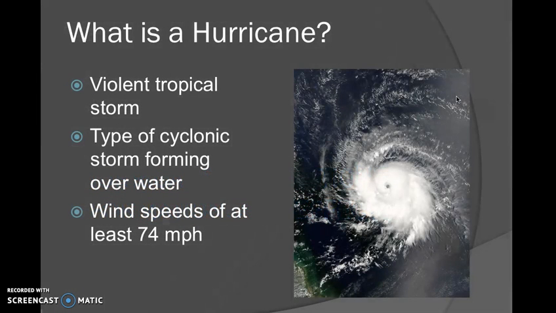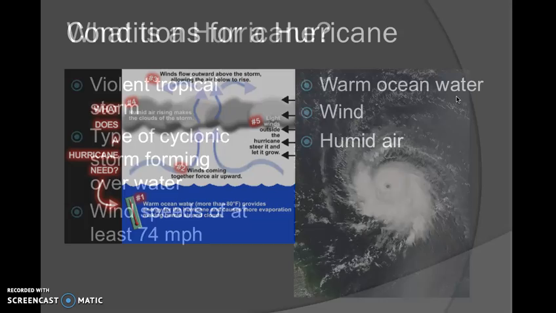So what is a hurricane? A hurricane is a violent tropical storm. More specifically, it's a cyclonic storm, which just means that it spins around in a spiraling motion, forming over water, and it has to have wind speeds of at least 74 miles per hour to be classified as a hurricane.